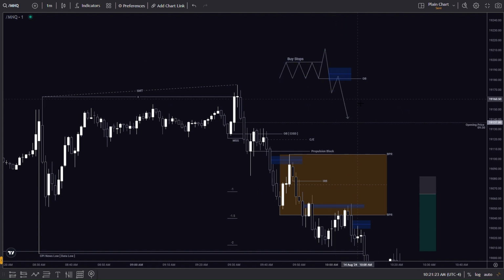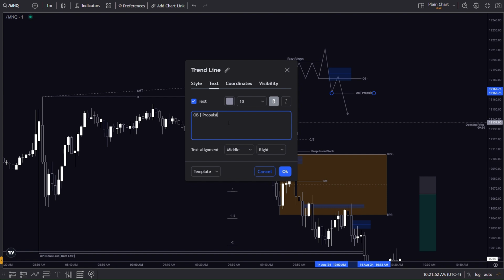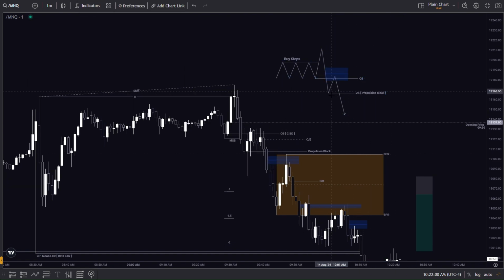So the candle that comes to fill this fair value gap and rebalance this order block right here, if it is an up closed candle and we displace through it like we have here, that becomes our propulsion block. So as you can see, we have an order block right here that retests a previous order block. So this order block becomes a propulsion block, right?